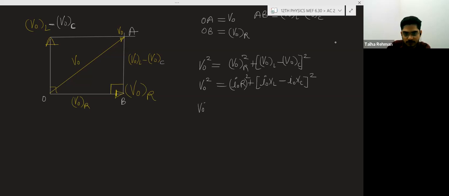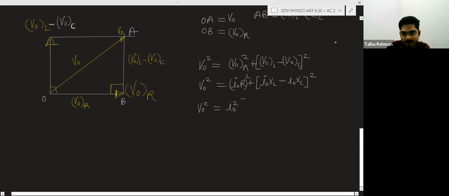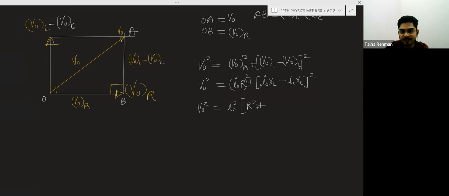Now this is V naught square, and I naught square you can take common. So this will be I naught square, and here you will have R square plus XL minus XC square, since I naught is common and becomes I naught square. So for finding V naught, we will take the square root.